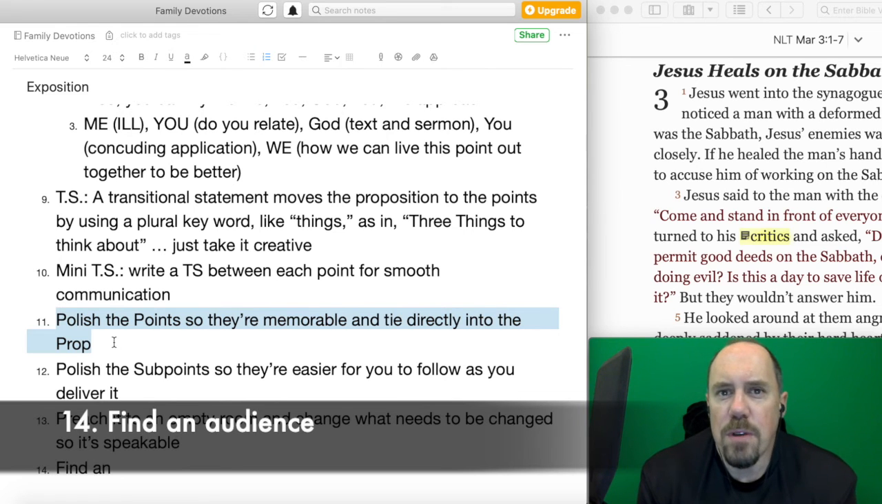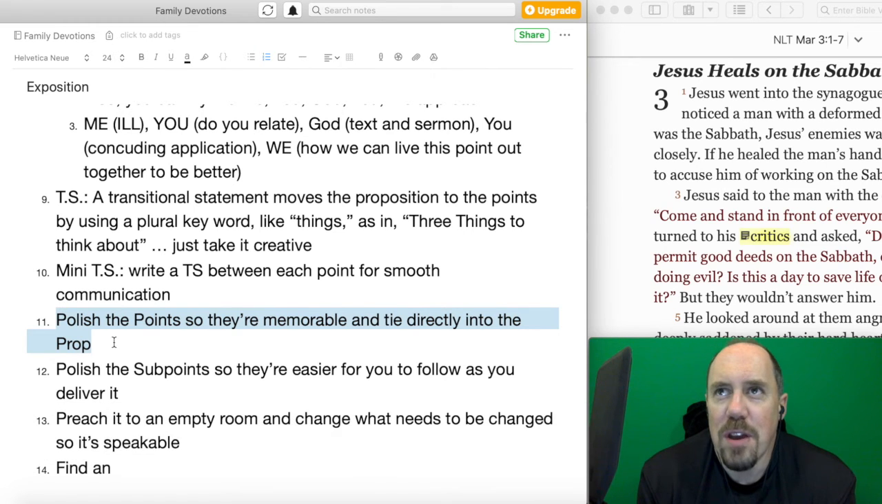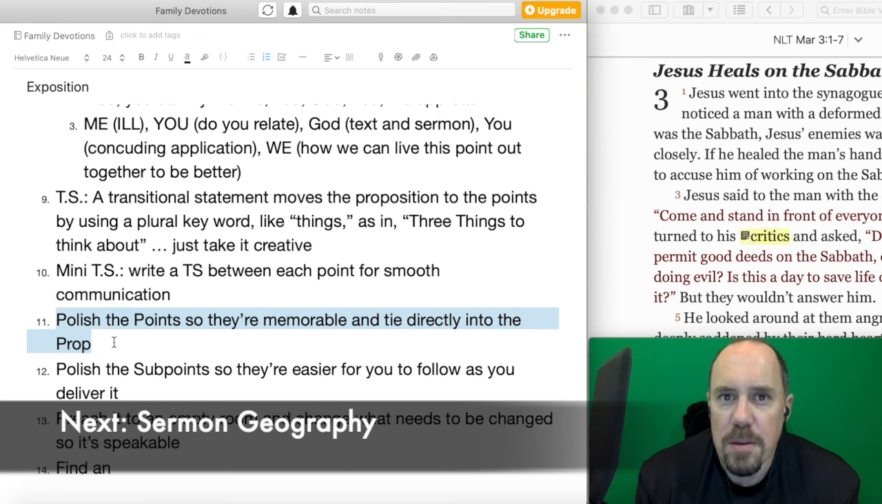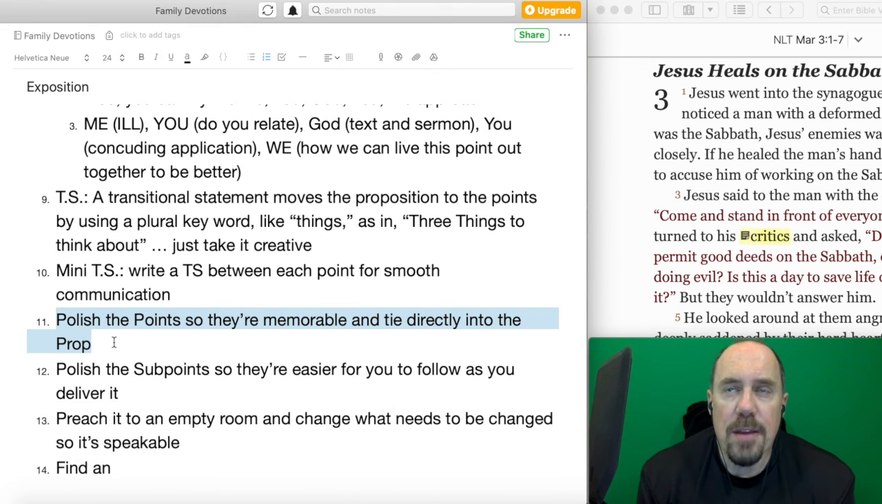In the next message, in the next video, I'm going to talk about the geography of a sermon. I'm going to talk to you about how to set up your sermon and how it needs to look on the page, because when you get in front of a crowd, that's a whole different ballgame, and your brain just works very, very differently. So in the next video, I'm going to talk about what the geography of your page looks like after you've done this work.